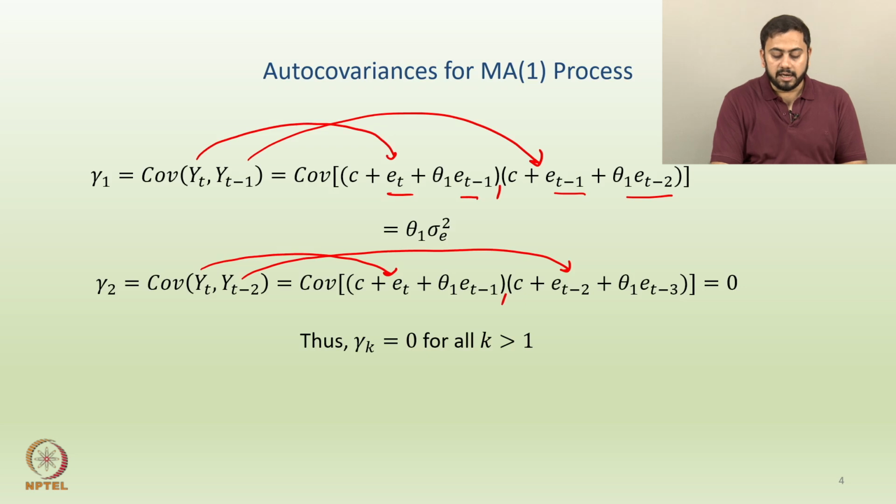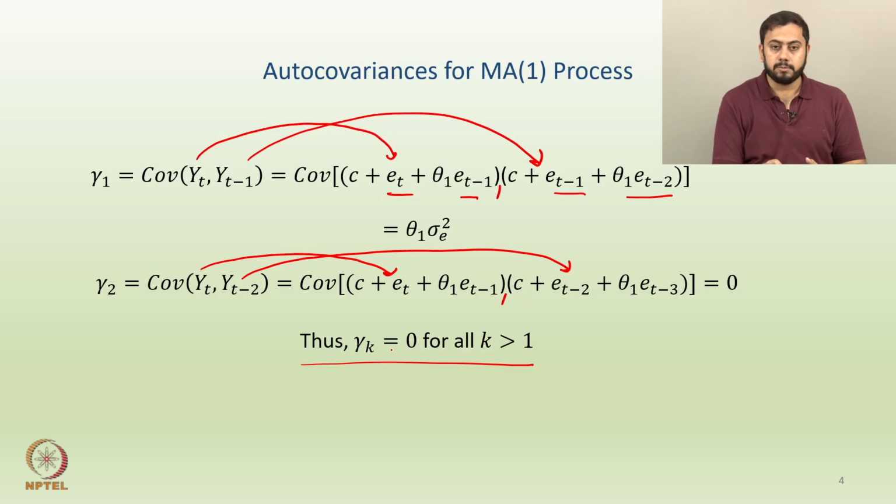Now, something interesting one can notice here is that you can't find a product of error terms where the subscripts are the same anywhere. Even if you take any product, for example e_{t-1} with e_{t-2}, or e_{t-1} from here and e_{t-3} from there, or e_t and e_{t-2}, in all such combinations the subscripts are different. So covariances of error terms where the subscripts are not the same happen to be 0, and the covariance here is 0. Thus this is a very important property: gamma k happens to be 0 for any lag above 1.